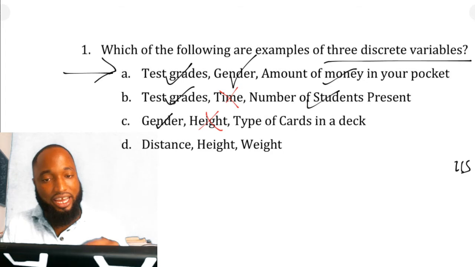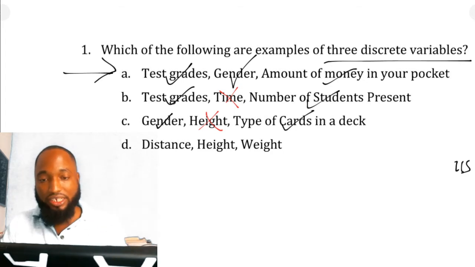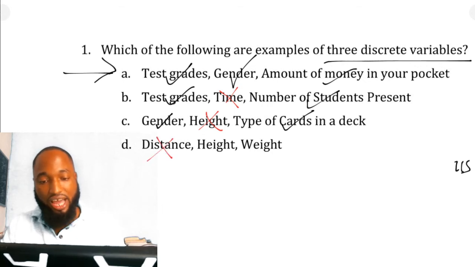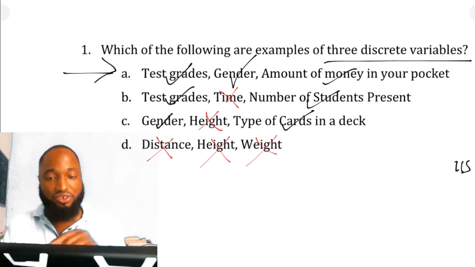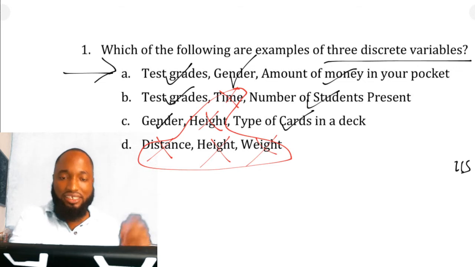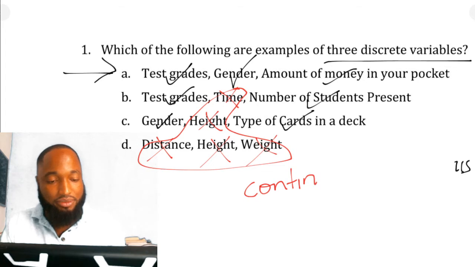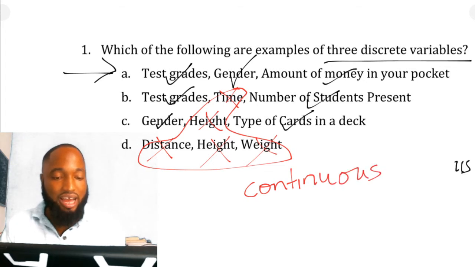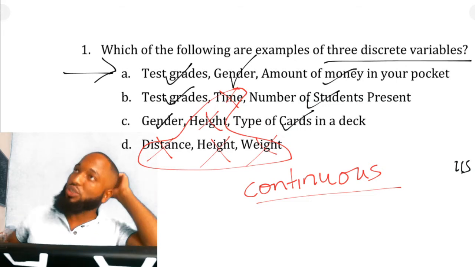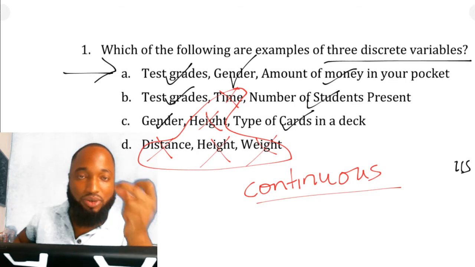Type of cards in a deck. Is that discrete? Yes, because there's a specific number that you can count. Distance. Is that discrete? No. Distance is not discrete. Height is not discrete. Weight is not discrete. So all of these things that you measure, that's the dead giveaway. Continuous variables have this measuring characteristic. You have to measure them. You don't just watch somebody and count the height. But you could watch the cards in a deck.